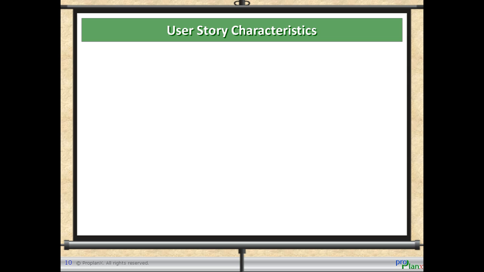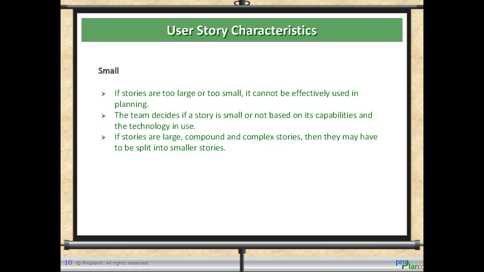User story characteristics. Continued. Small. With small user stories, it is easier to comprehend, prioritize, and plan appropriately. The team can assist the customer in keeping the user stories small. If stories are too large or too small, they cannot be effectively used in planning. The team decides if a story is small or not based on its capabilities and the technology in use.